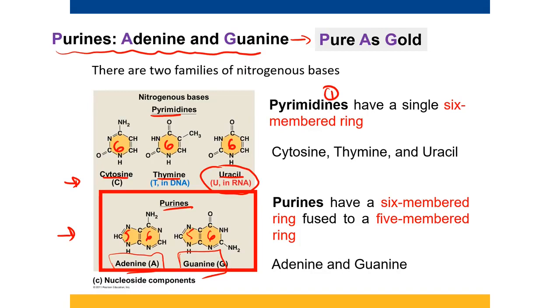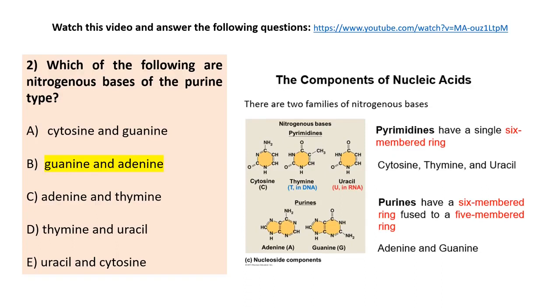As I said before, sometimes there are people that have a photographic memory and they not only remember the names but the structures. In my case, if you want, you can use this: pure as gold. So the P from purine, the A from adenine, and the G from guanine, so pure as gold. And in this way, I remember what the purines are. So the answer here will be adenine and guanine, because the other ones are not correct.